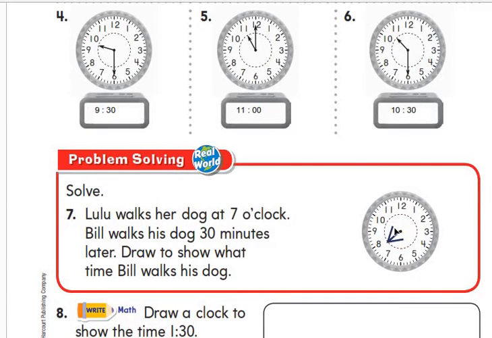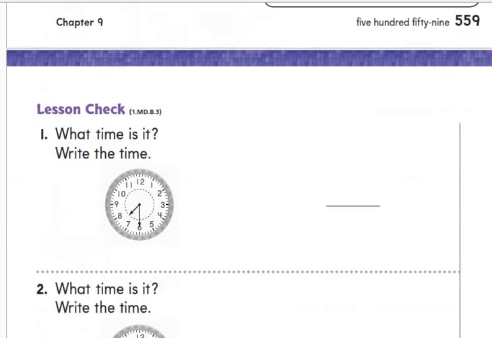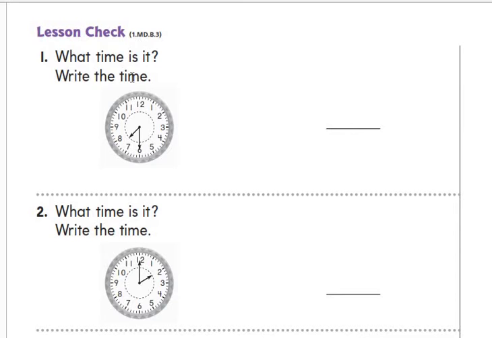Let us do it in the right way. It will point at 6. So this is the way that we will draw 7:30. Okay, what time is it? Write the time. The short hand between 7 and 8, the hour hand between 7 and 8, and the long hand, the minute hand, points at 6. So yes, it's 7:30.